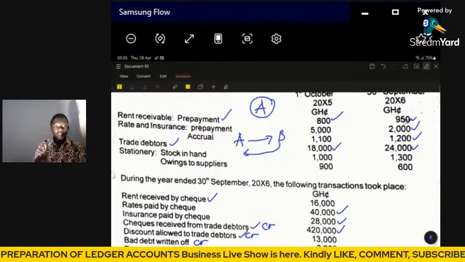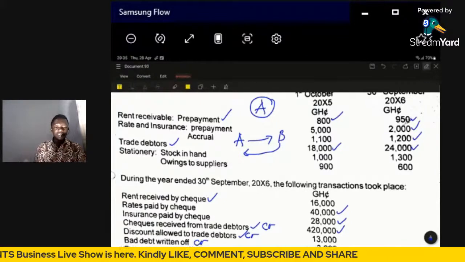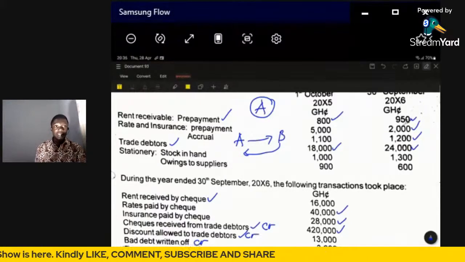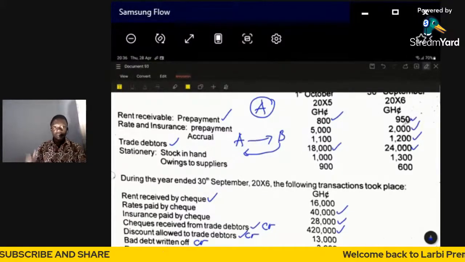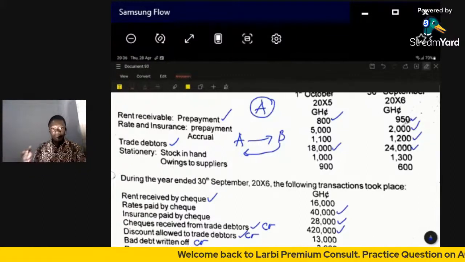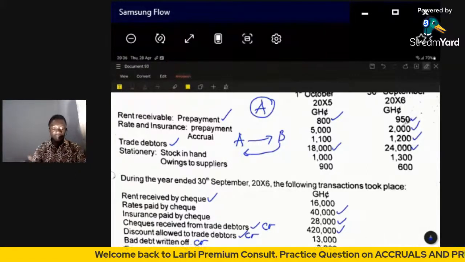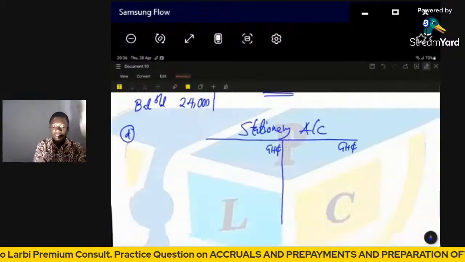And since it's owing, it's going to be at the credit side of our stationery account, as a liability that the business, Padisco Limited, needs to settle in the future. So that's going to be at the credit side of the stationery account, as balance brought down from the previous year. And the stock in hand is going to be a current asset, at the debit side of the stationery account. So you record it in that case.